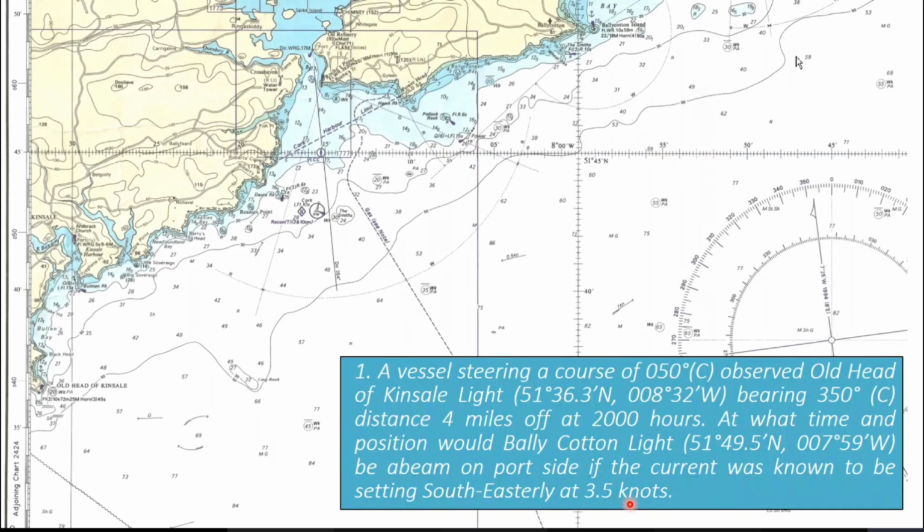So we have the chart on the screen now. Now, first of all, let's identify these two objects which are given to us. The first one is Old Head of Kinsale. Now, the Old Head of Kinsale is at this particular location. See, I have highlighted it. So this is the first lighthouse. The second light which is mentioned here is the Ballycotton light. The Ballycotton light is in this particular location here. So again, it is highlighted.